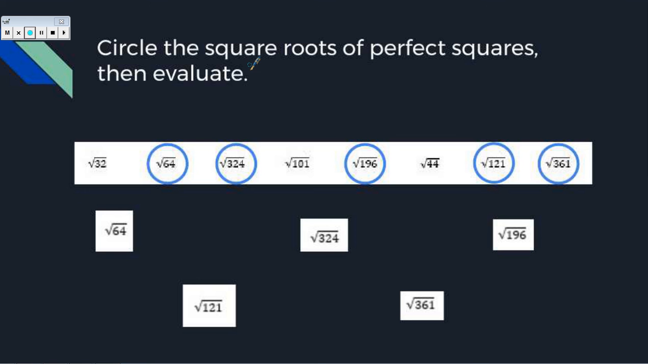Alright, so you should have circled the square root of 64, the square root of 324, the square root of 196, the square root of 121, and the square root of 361. Now, the second step of our directions tell us that we need to evaluate these. So the square root of 64 will be 8. Go ahead and take a minute to evaluate the rest of the perfect squares on this list.